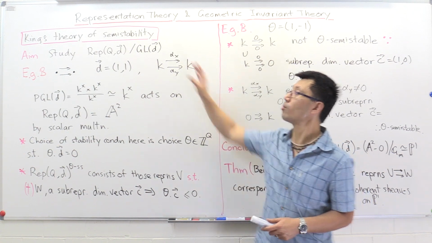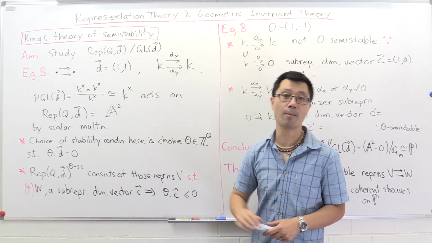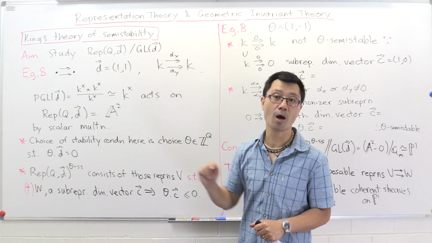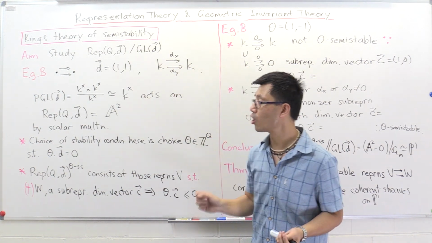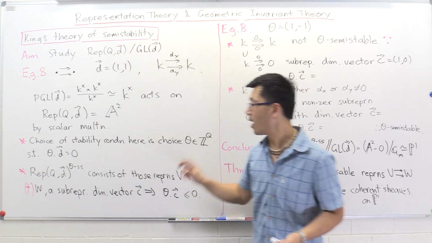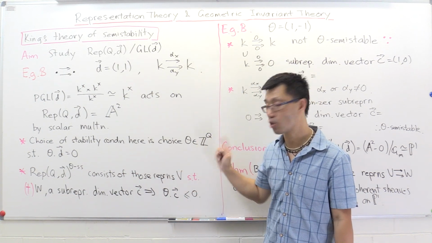Okay, so let's talk more generally. So let's leave this special example for a while and go to the more general setup of King's theory of semi-stability. So remember, this involves a choice of a semi-stability condition. And in this case, it's very easy to describe what that choice involves.